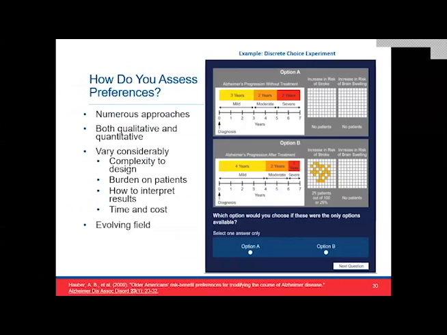This is an interesting one. It's actually rather famous. This is looking at people who have Alzheimer's and asking what trade-offs they'd be willing to take for a treatment. So you see on the top in option A, a 7-year timeline for people with Alzheimer's.